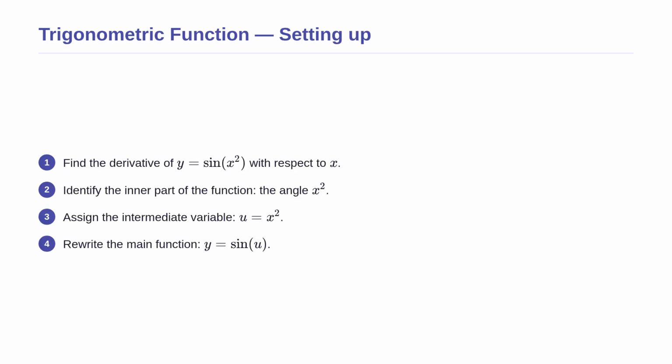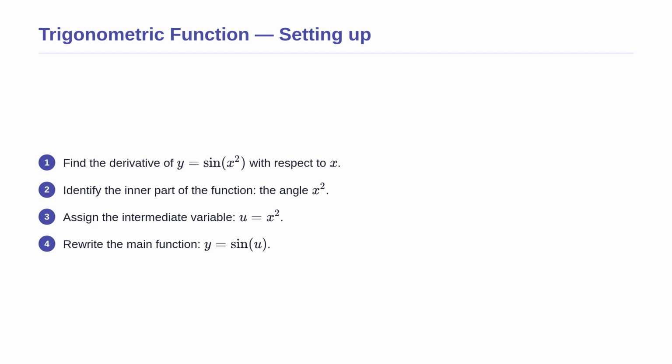Let us solidify our understanding with a second example, this time using a trigonometric function. We need to find the derivative of y equals sine of x squared. Here, the sine wave acts as the outer layer, and the quadratic term x squared is tucked inside. Just like before, we apply the chain rule by setting up an intermediate variable. We assign the inner expression x squared to our variable u.